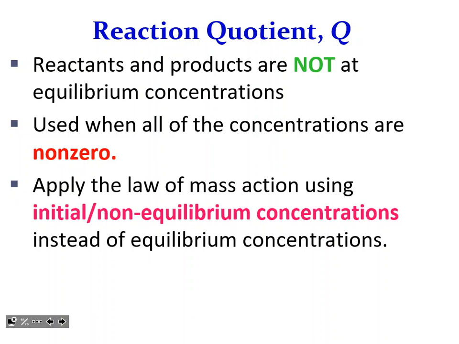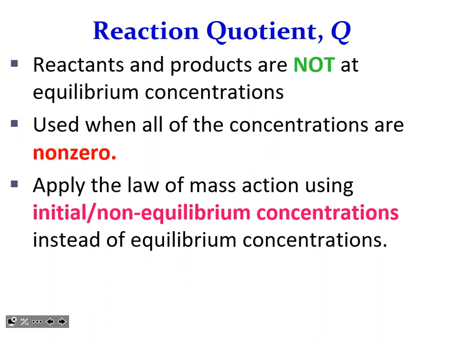So reactants and products are not at equilibrium concentrations. We use the calculation of the law of mass action equation when all of them are non-zero. They have to be non-zero because you try to plug them into the equation. If you have a 0, multiplying by 0 on the top will give you 0. If you put 0 on the bottom, multiplying by 0 on the bottom gives you undefined. So that's why you have to have them all as non-zero values in order to calculate the reaction quotient.